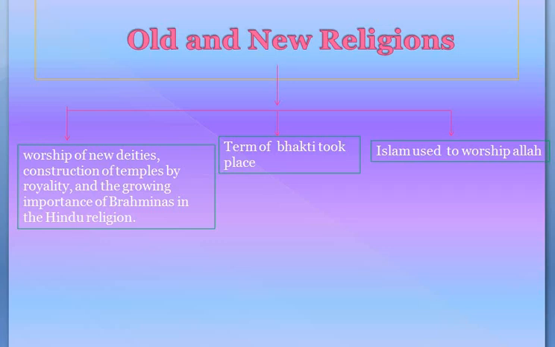Islam was patronized by many rulers, and Islam worships one God, which is Allah. And one more term found in medieval history was bhakti. It shows us that if you are not rich, if you are very poor, and you don't have money to make temples, then it is not a big deal. You need just devotion, and when you have devotion, you will be very much closer to your God. This is what bhakti says.